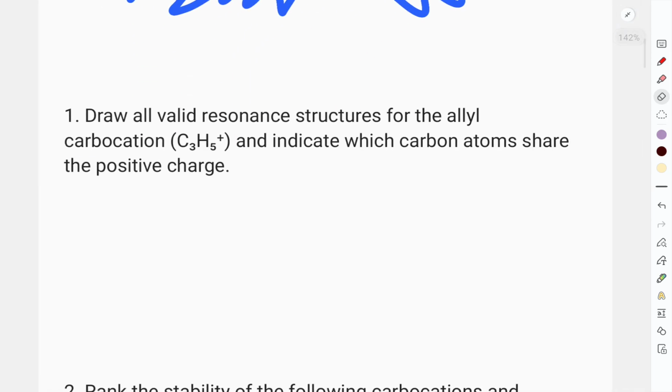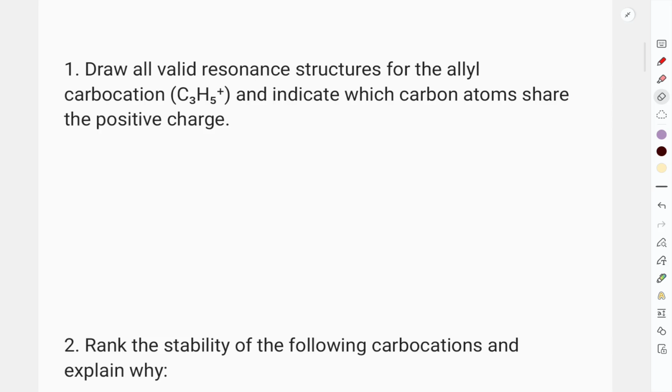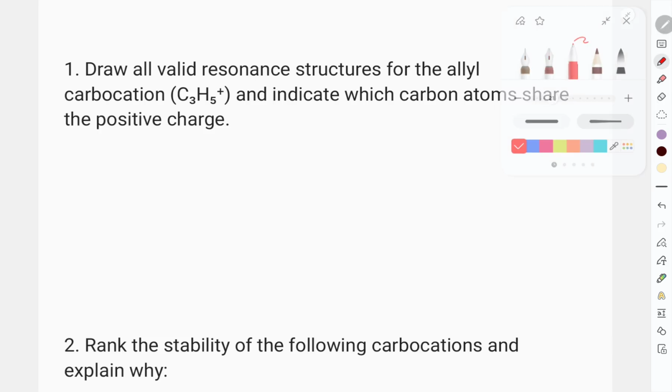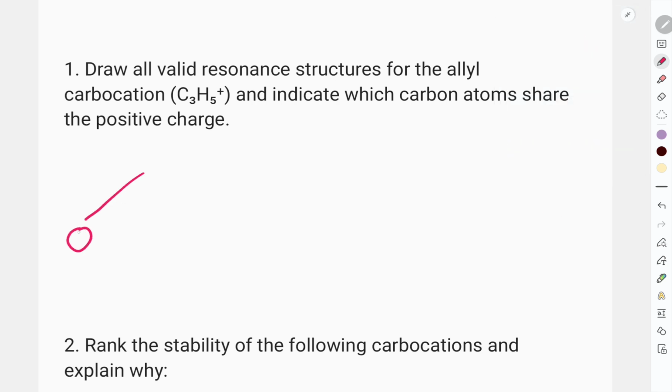Okay, so question 1 says draw all the valid resonance structures for the allyl carbocation and indicate which carbon atoms share the positive charge. Okay, so I'm going to start off with drawing out the atom. So we have a carbon with a positive charge and then another carbon double bonded.